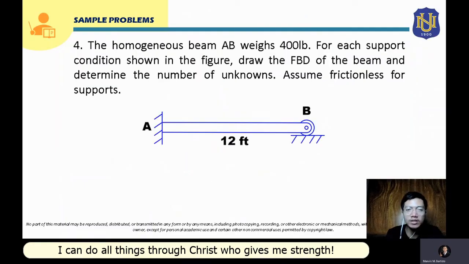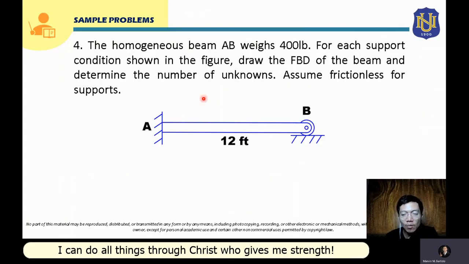So this will now be our last problem. This is sample problem number 4. The homogeneous beam AB weighs 400 pounds. For each support condition shown in the figure, draw the free body diagram of the beam and determine the number of unknowns. Assume frictionless supports.